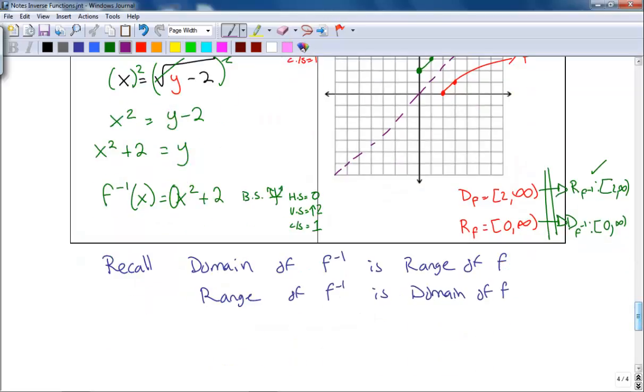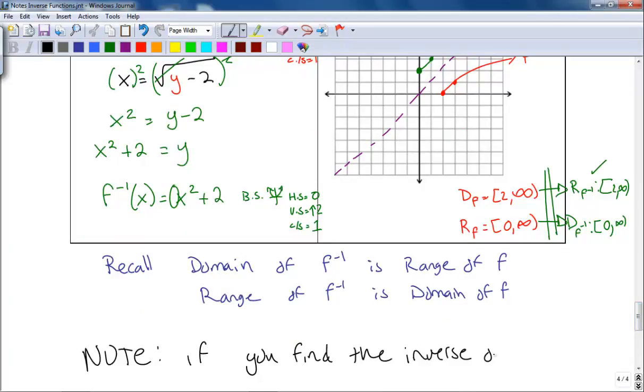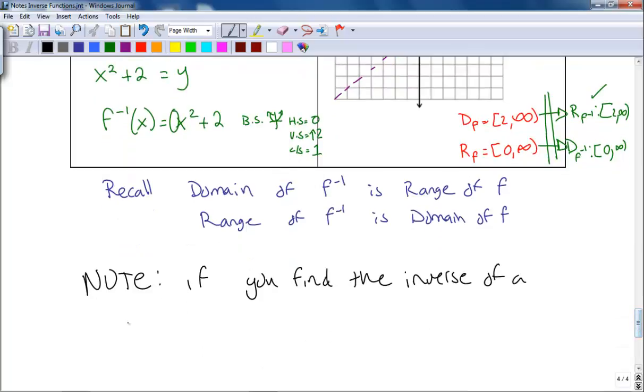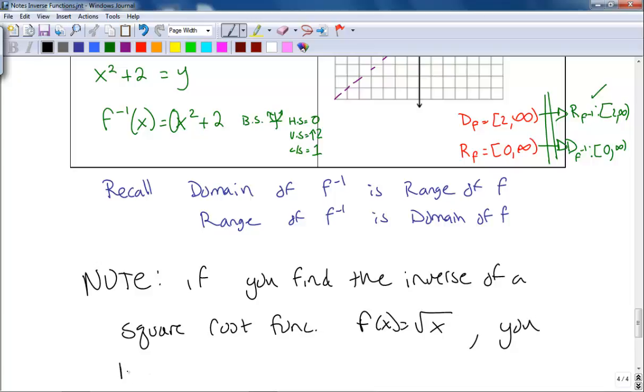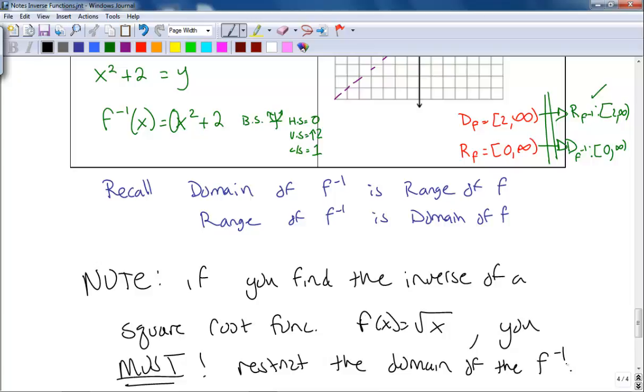So please note, if you find the inverse of a square root function, so that was f of x equals the square root of x, you must, very important, restrict the domain of the inverse. And that only happens when you're finding the inverse of the square root of x. That's it for inverse functions.